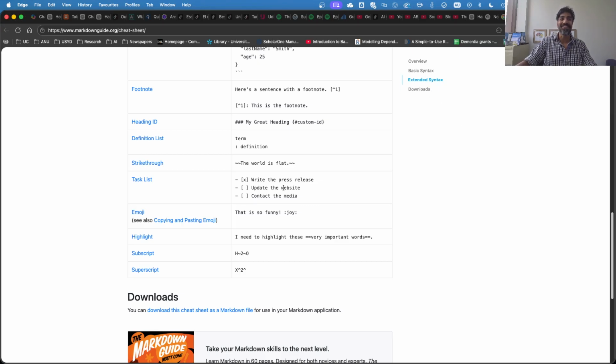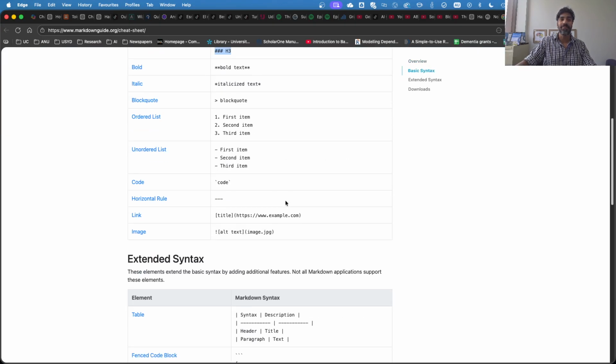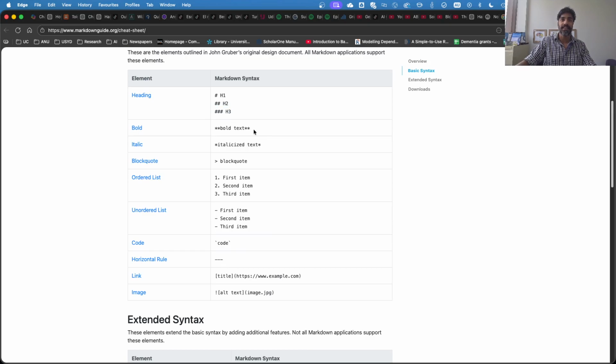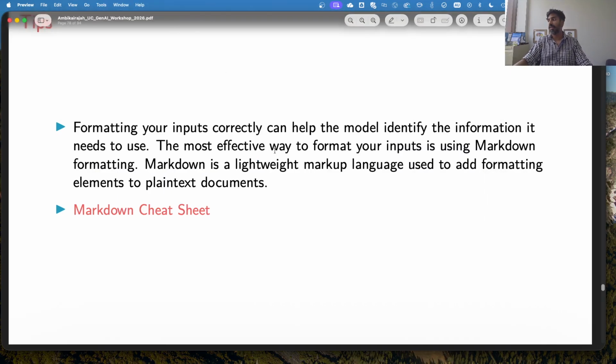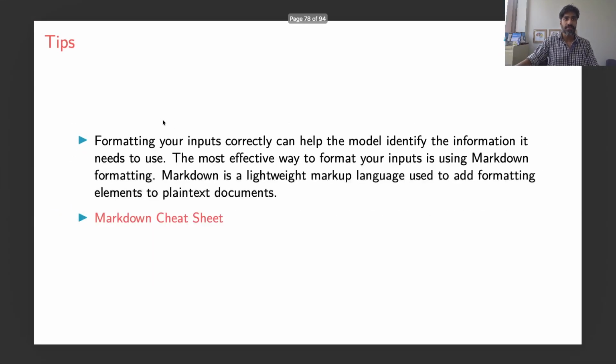Okay. So that is Markdown. So well worth learning some, just even bolding text. If you bold text in your prompt, it can tell it what to focus on as well. So all of that can be really, really useful. So using Markdown as a cheat sheet. Excellent. So those are some tips there.